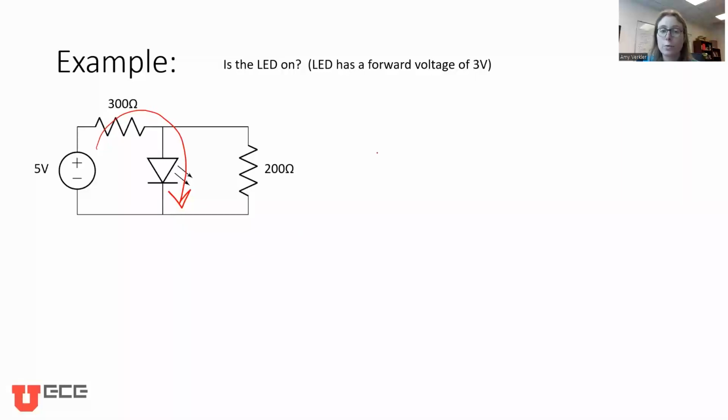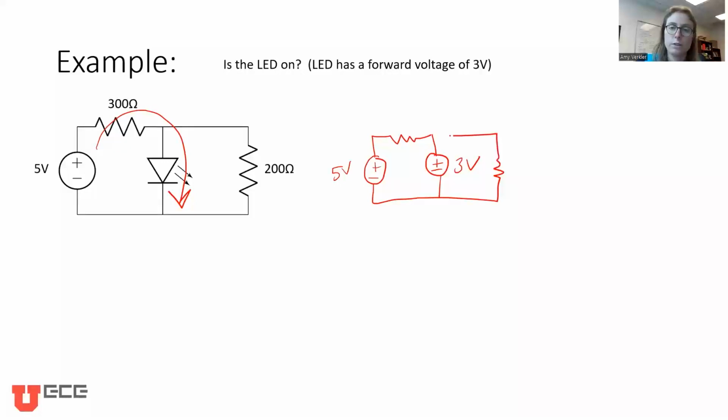So let's look more closely at that case. If we assume the LED is on, then we have our 5 volt supply over here, we have a resistor, and then we have forward voltage of 3 volts, and then one more resistor. Okay. So now we're going to check whether KVL and KCL hold.